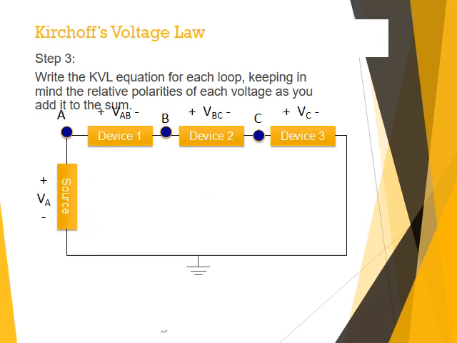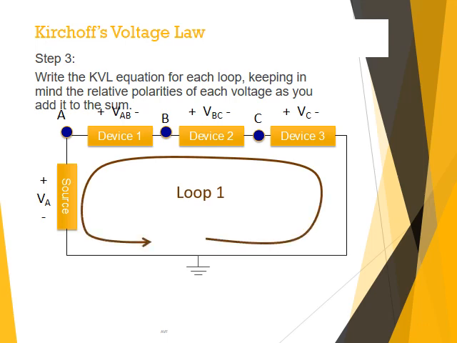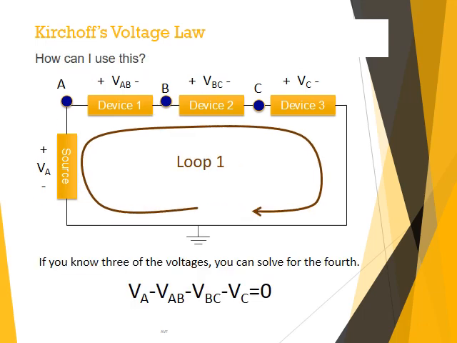If I had decided to go in the other direction, then my loop 1 equation would have been VC plus VBC plus VAB minus VA is equal to 0. And I think it's important that you prove to yourselves that this does not change the KVL equation. And this is a very important thing to know. As long as you are consistent and as long as you are systematic, your equations should always give you consistent results. So how can I use this?